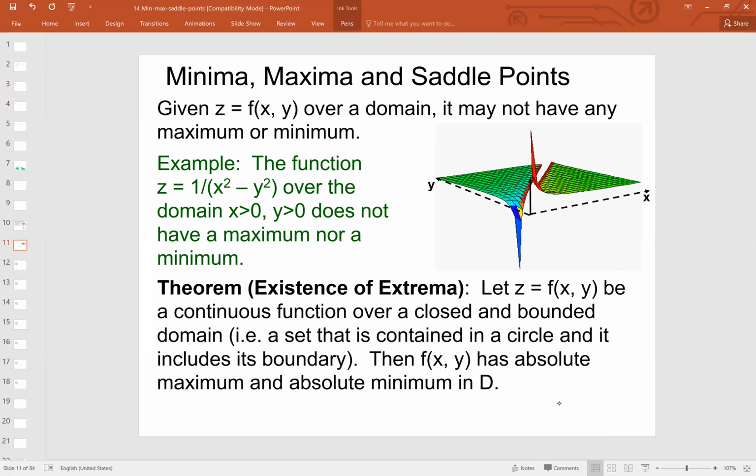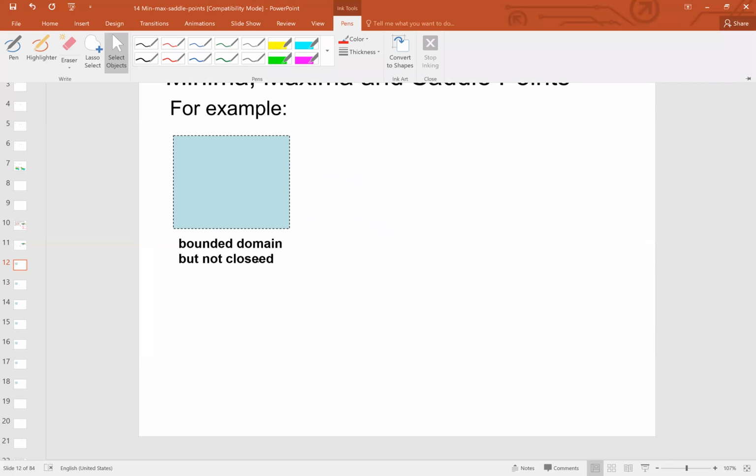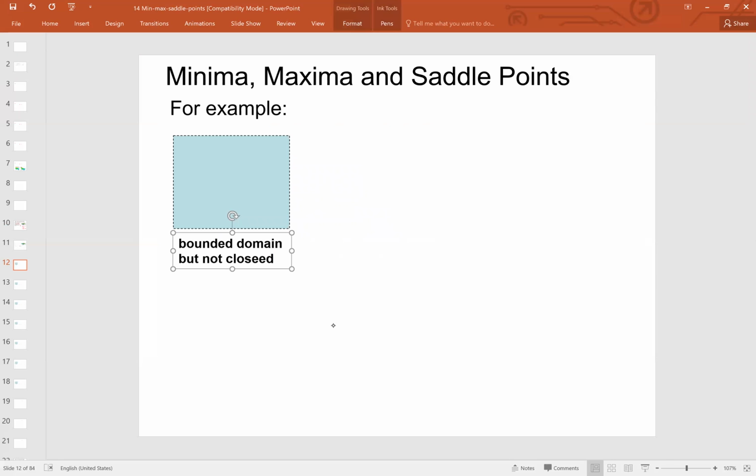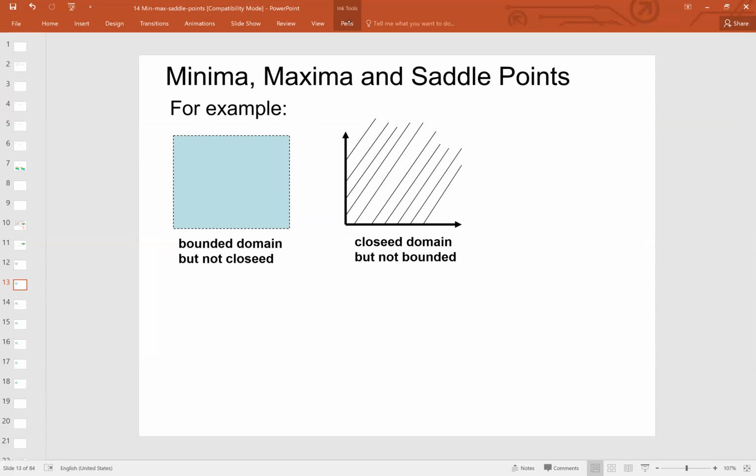What went wrong? That is because the domain is not restricted. So we have to restrict our domain in order to make sure the maximum and minimum we want to look for exist. And what type of domain will cause problems? Here, for example, here's a bounded domain but not closed. And here is a domain that's closed but not bounded. Let me explain this a little bit. By closed, we mean it includes its border. And this one is not closed because the border is excluded.